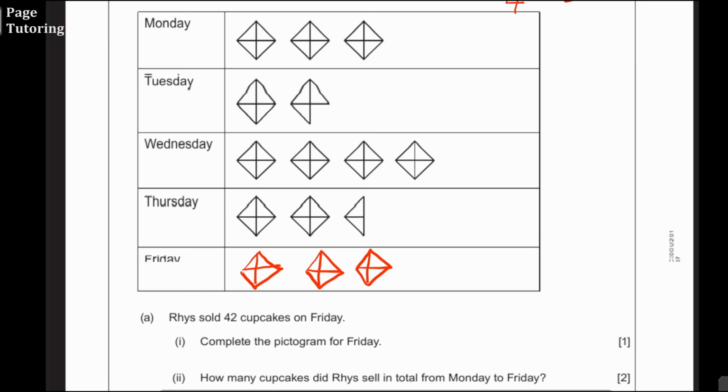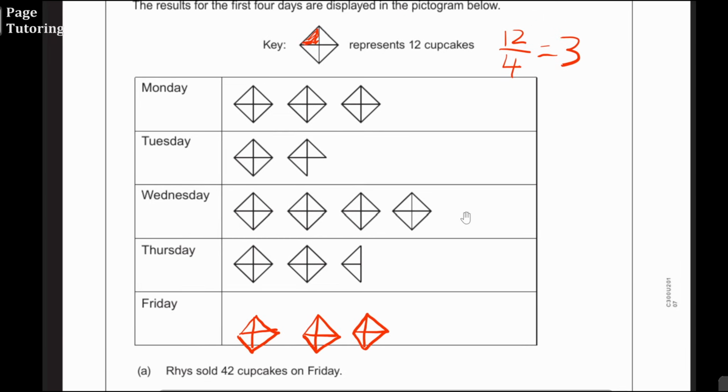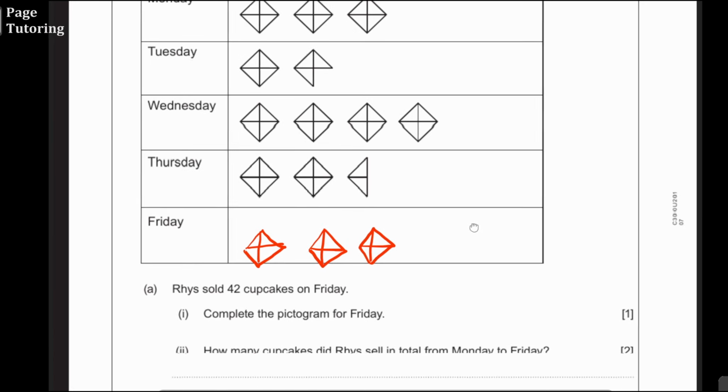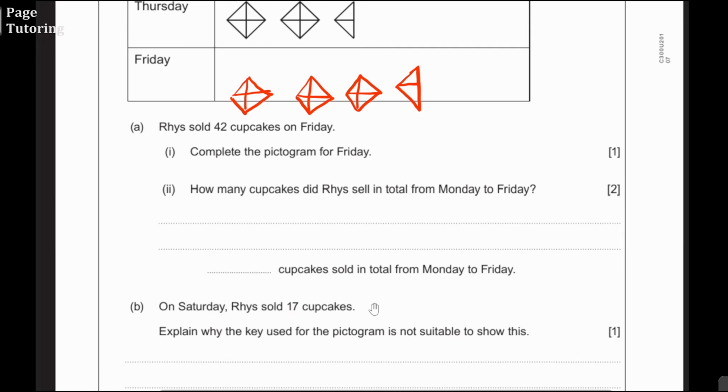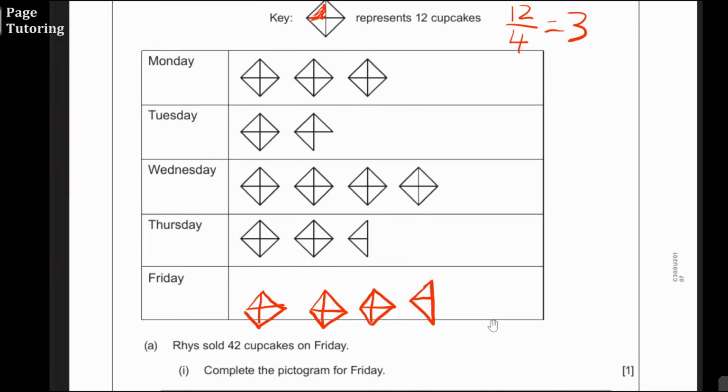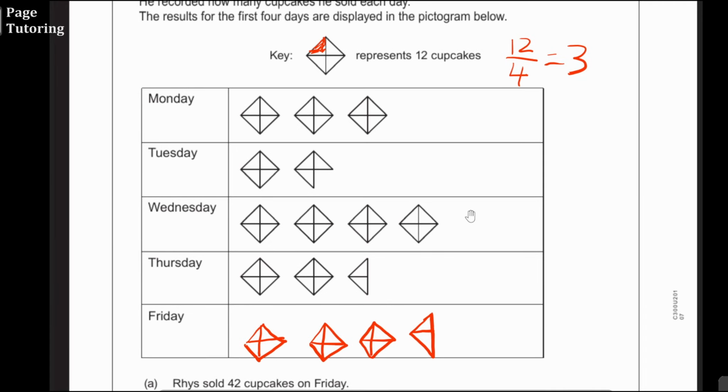But we've already worked out when we were reading the key, because we knew that this was going to be useful, that each small bit represents 3. So at the moment we're at 36 and we want 6 more to get to 42. So that's just 2 quarters, so half of that diamond. Part B. How many cupcakes did Reese sell in total from Monday to Friday? So now we're just going to go through each one of these days and count how many there is. So the first one has 3 diamonds, so that's 36.